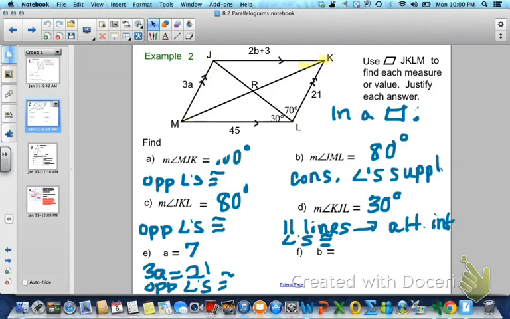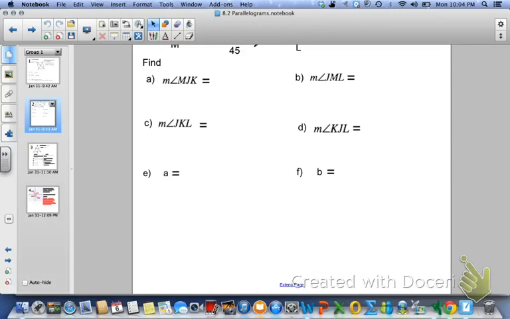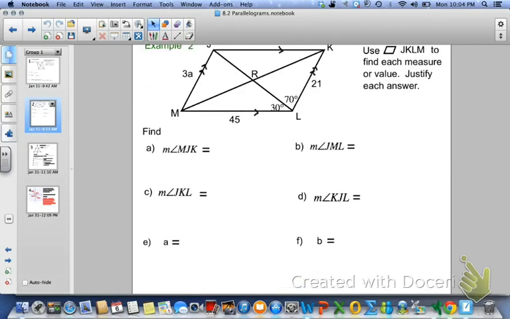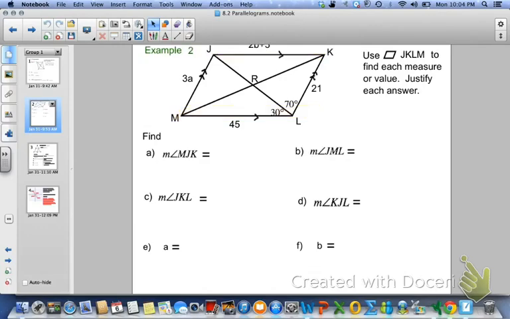Looking at letter F, trying to find B. We're going to clear this so I can extend the page. We actually want to find what B is, and if we look back down at that, we can see these opposite sides right here, JK and ML, and that those are congruent. So we can write an equation that says 2B plus 3 equals 45. So that's what we're going to do right now.